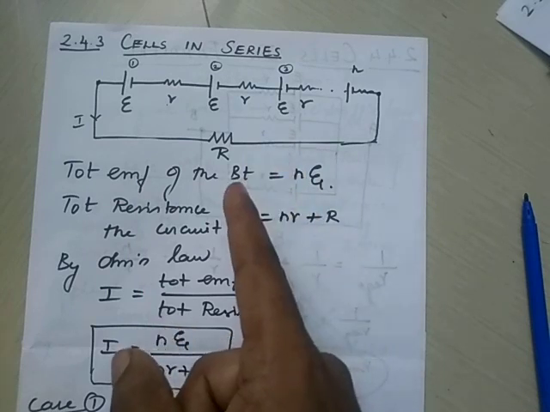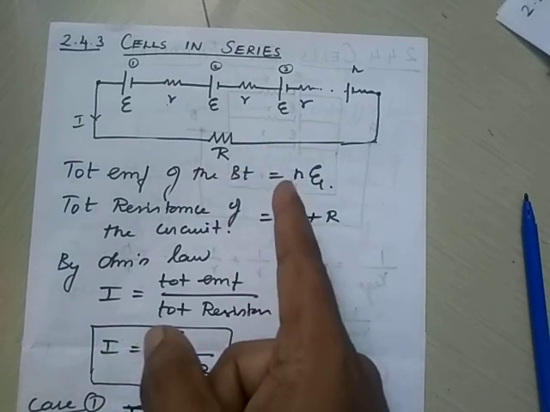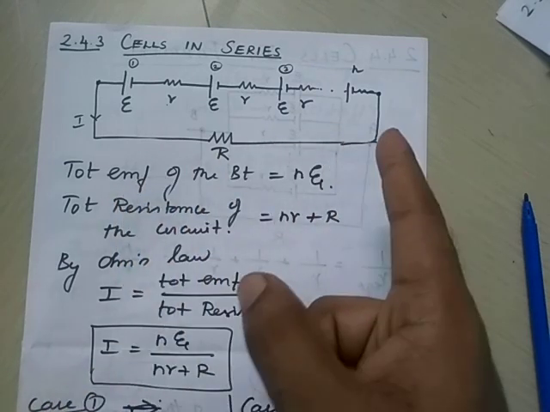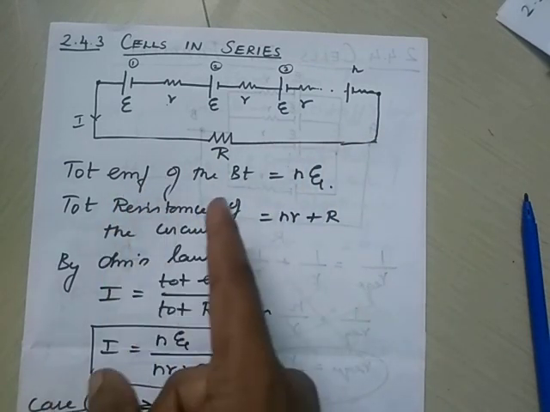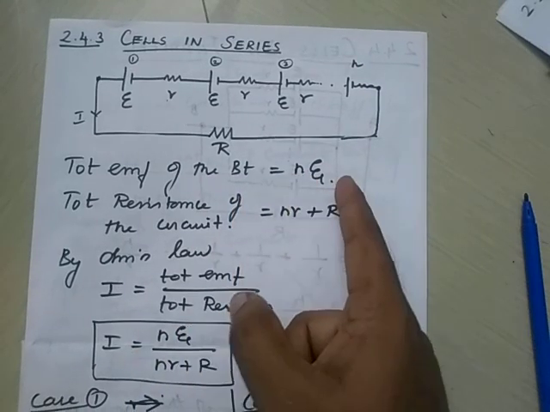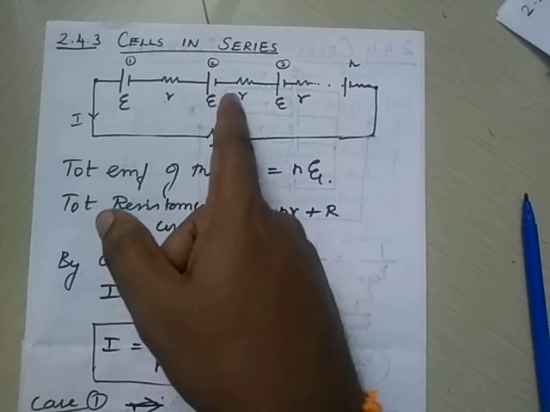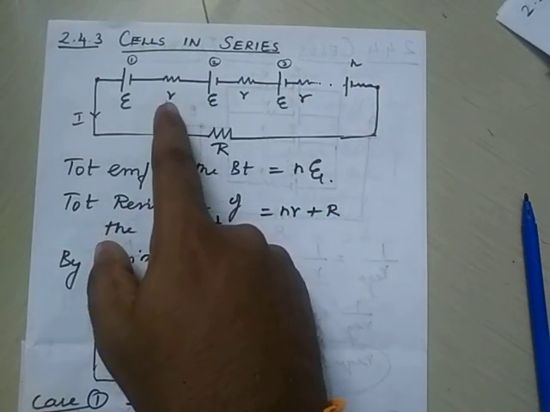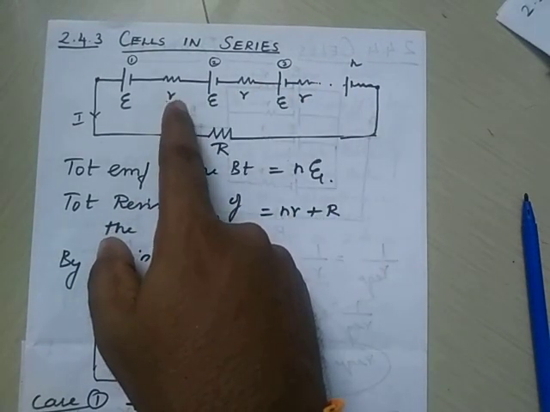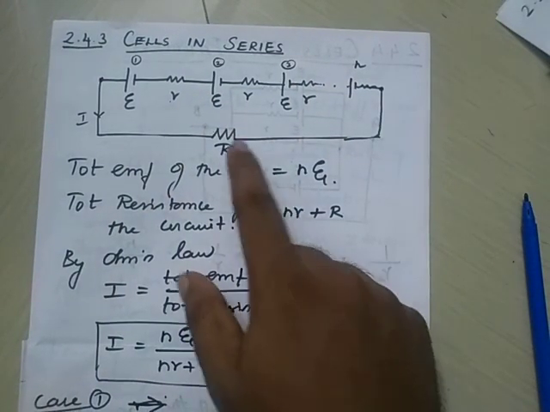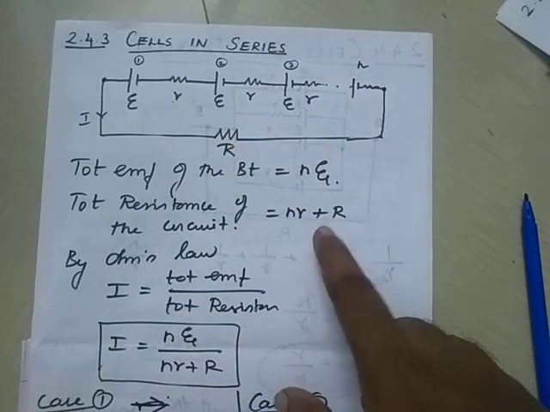Here one more external resistance is also connected in series. Here N cells are connected, so the total EMF of the battery can be represented as Nψ. Then the total resistance of the circuit: the internal resistances are connected in series, so Rs is equal to Nr, then we can write Nr. This is also connected in series, so plus R.